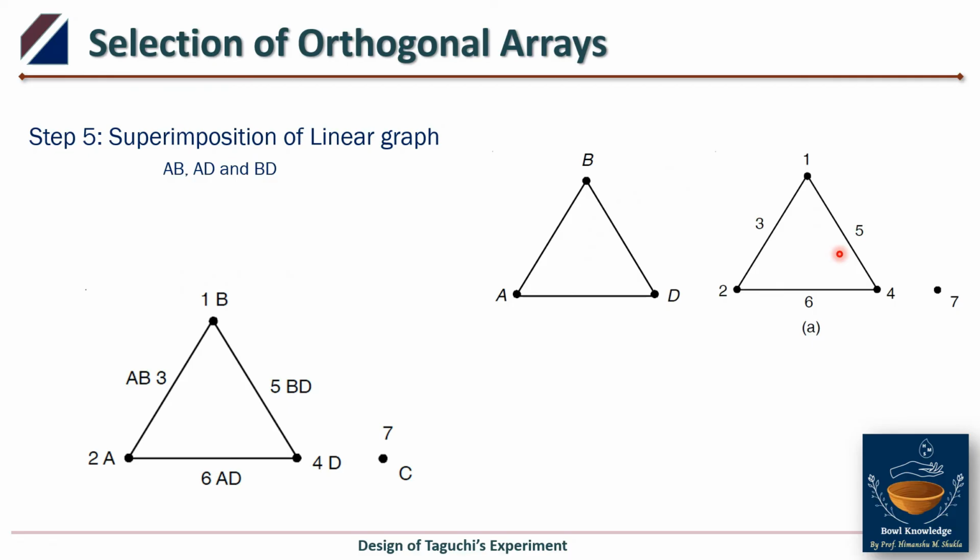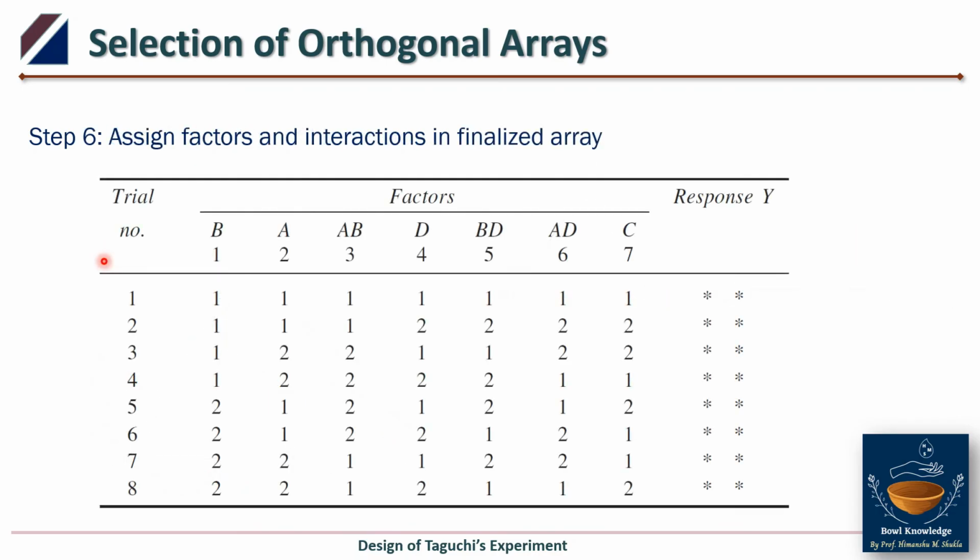So am I getting the required interactions? Yes. A is interacting with B, so 3 becomes AB. B is interacting with D, so 5 becomes BD. And A is interacting with D, so 6 becomes AD. This superimposition of the required graph on the standard graph gives me the numbers along with factors and interactions. So what are these numbers for? 1, 2, 3, 4, 5, 6, 7. These are nothing but the column numbers in my format of the OA, as you can see.